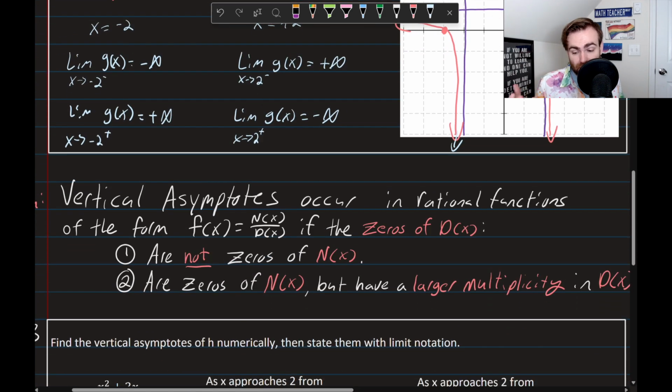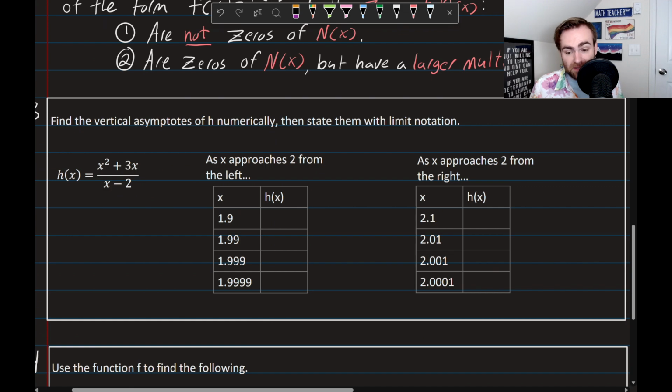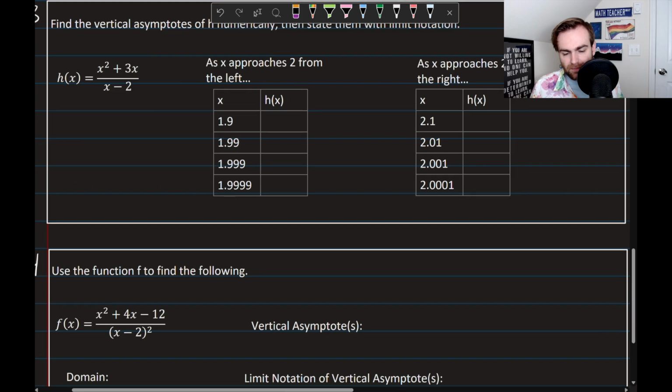So just to reiterate, vertical asymptotes occur in rational functions when the zeros of the denominator are either not zeros of the numerator, or they have a larger multiplicity in the denominator. So if negative 2 is a 0 in the numerator once and in the denominator twice, even though they have it in common, since the denominator wins out, it's going to be a vertical asymptote. So that'll come into play a little later, I believe. Maybe not today, but later on.